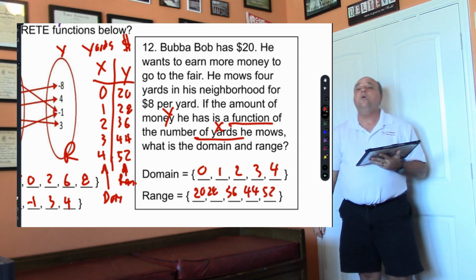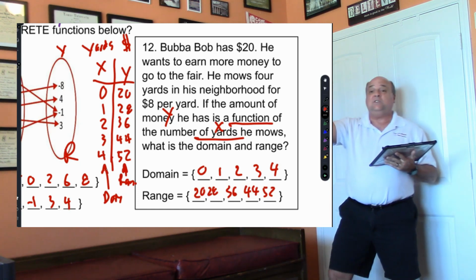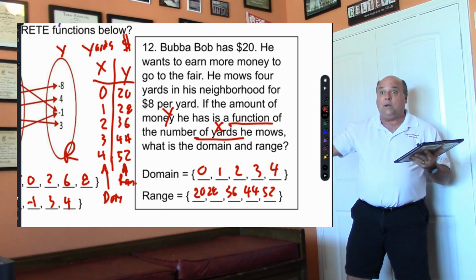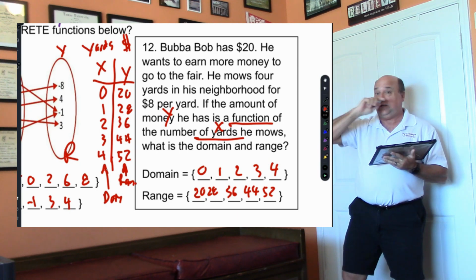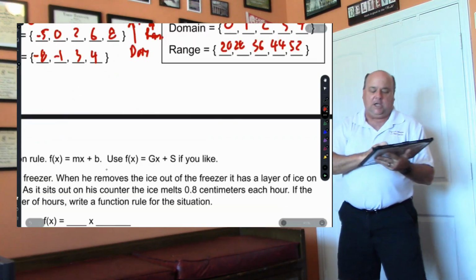Fun, fun, fun. This also would be a discrete function, wouldn't it? He would never have $21.50. He's going to go from 20 to 28 to 36, right? Let's go. Turn the page.